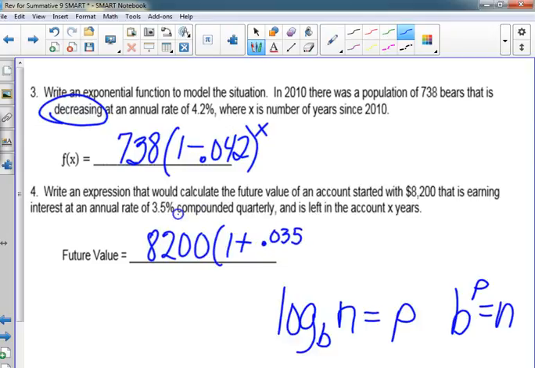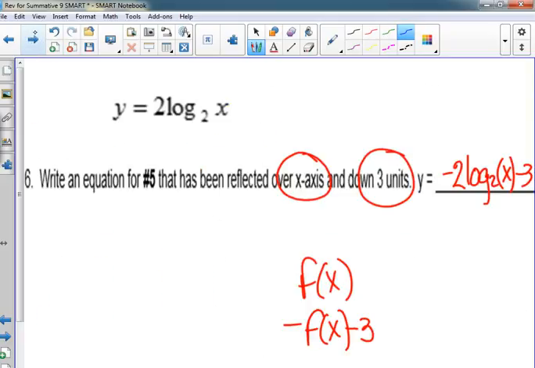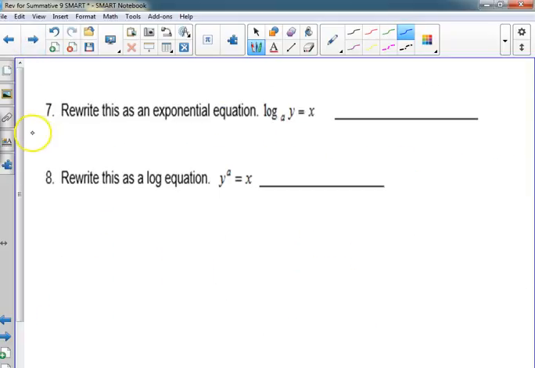Okay, it says compounded quarterly. So we got to go over four. Yes, don't leave the four off up there. Good job. So as long as you get to use your card, you can do that one. Okay. Now I feel like we've done the whole front side. No? Okay. Do you need me to do these two or you got this?